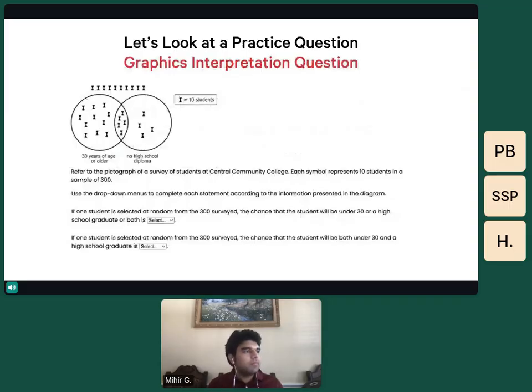Moving on, you'll also have graphical interpretation questions where you'll have a graph and you'll have 2 different statements to analyze. In this, you don't necessarily have answer choices. Instead, you'll have drop downs where you can see a number of different options, and you'll be asked to select the correct drop down for each of the statements based on the graph.